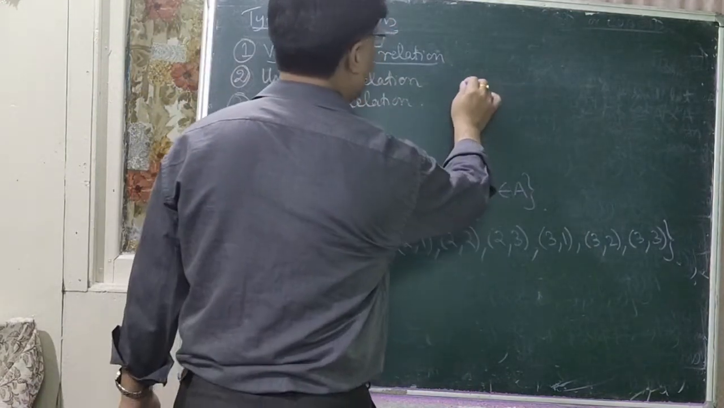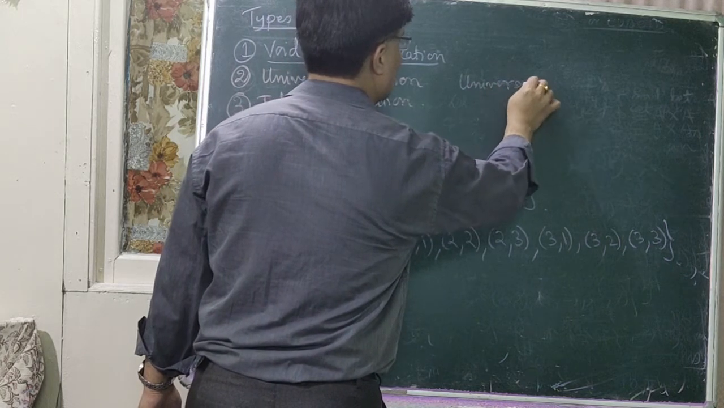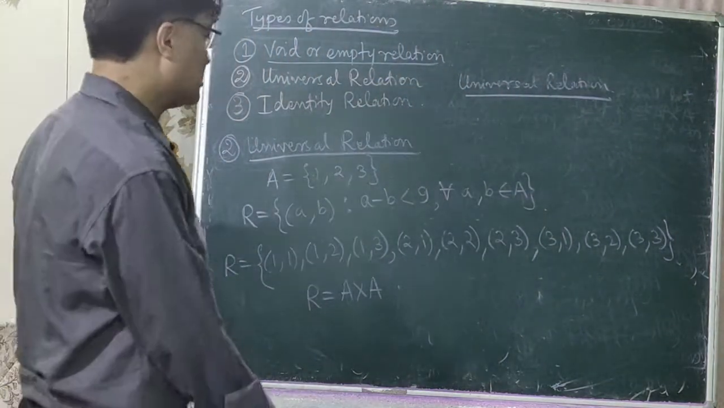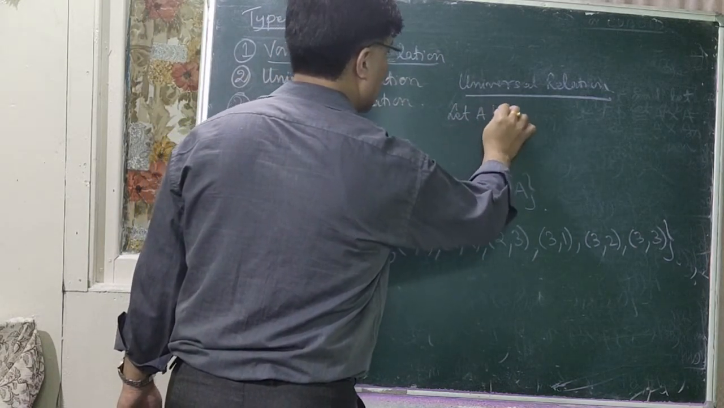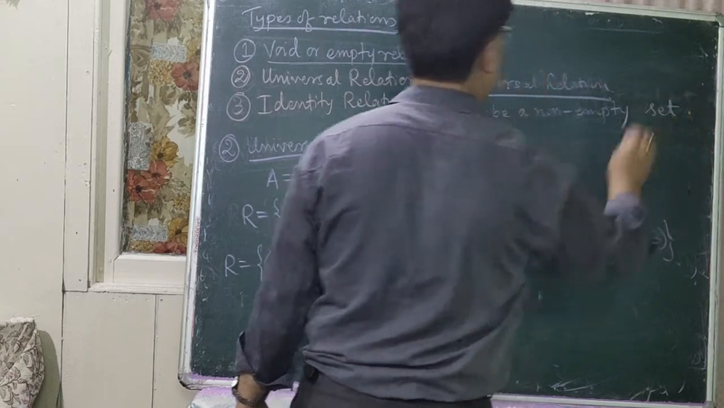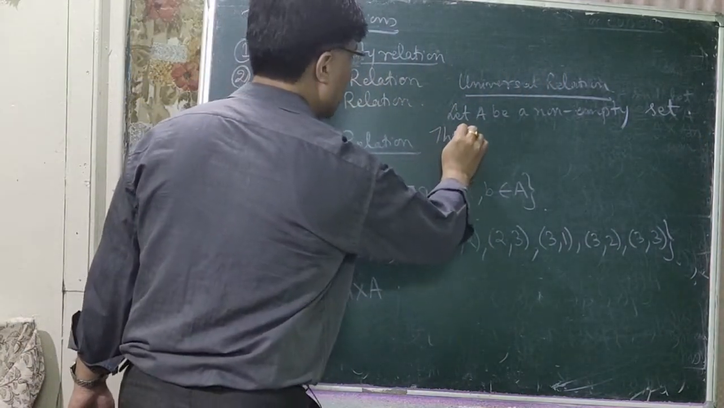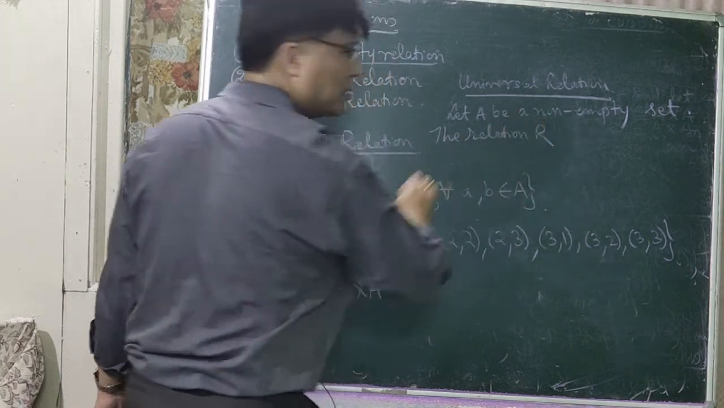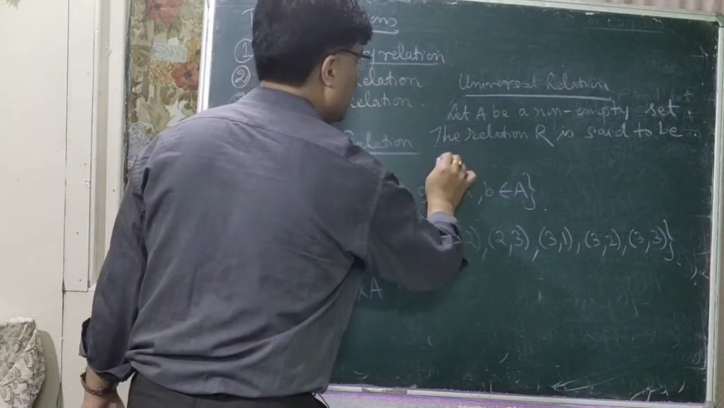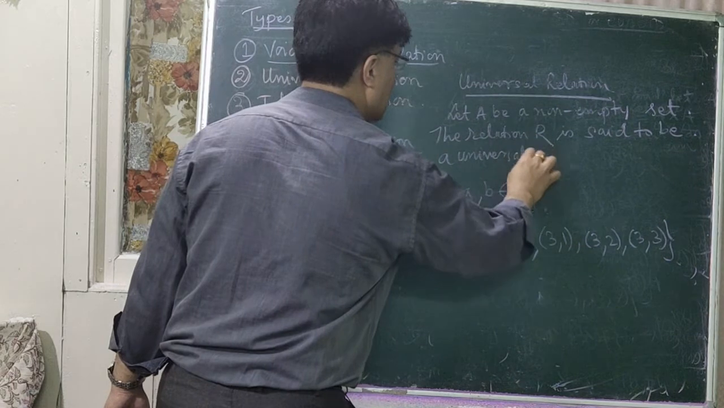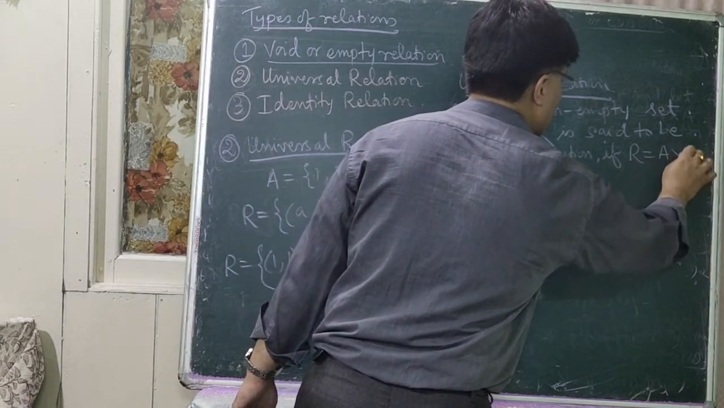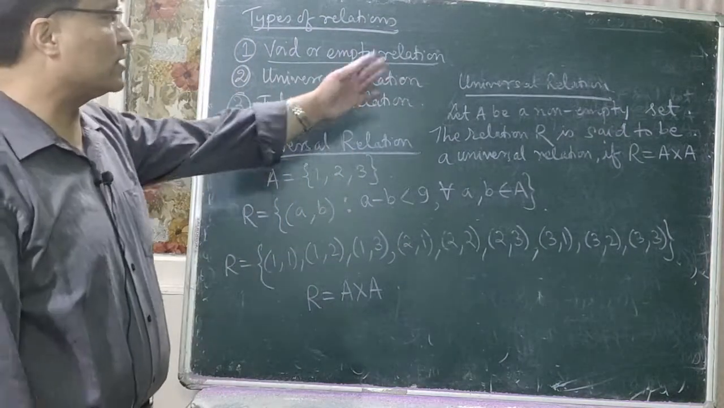So now, let us write down the definition of universal relation. Universal relation. Let capital A be a non-empty set. The relation R is said to be a universal relation if capital R is equal to A cross A. Is that clear to all of you? So what is the definition of universal relation?